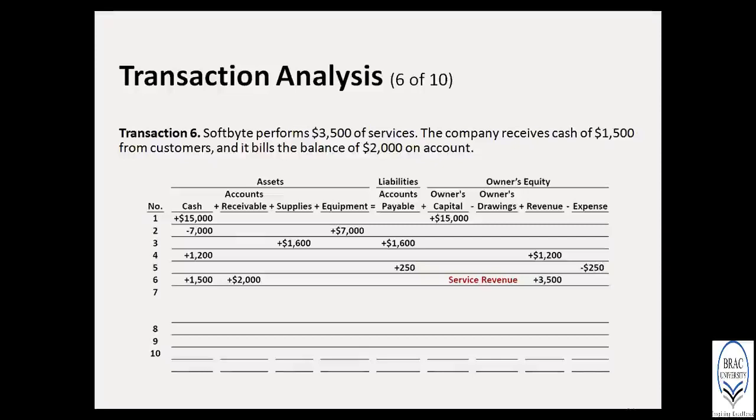Student, always remember, when the company bills something to the customer, that means it hasn't got the money yet. So to record this $2,000, we created an account called accounts receivable worth $2,000. After the transaction, both sides of the equation are equal.